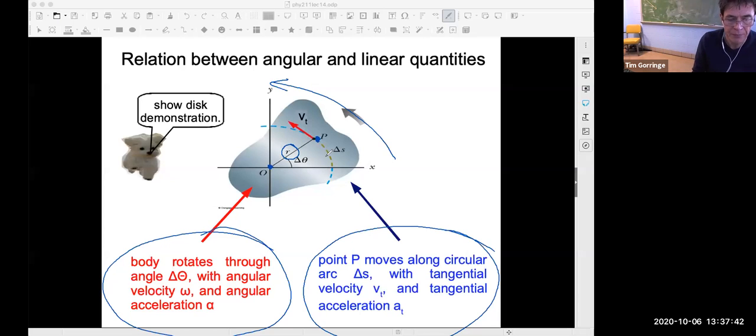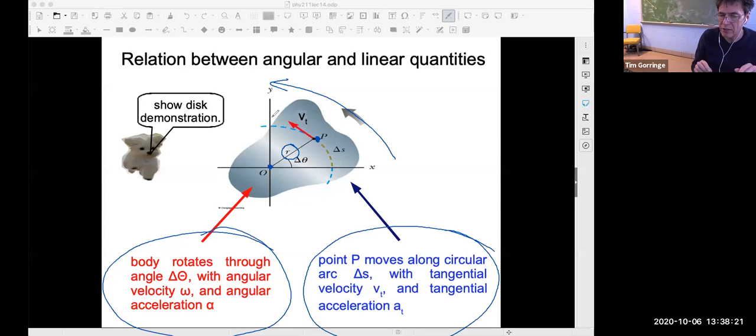And I could think about what we call the tangential acceleration of that point as the object rotates and maybe speeds up or slows down. The purpose of this slide is just that, when you think about an object that is rotating, you can think about the object as a whole rotating in that angular coordinate language.